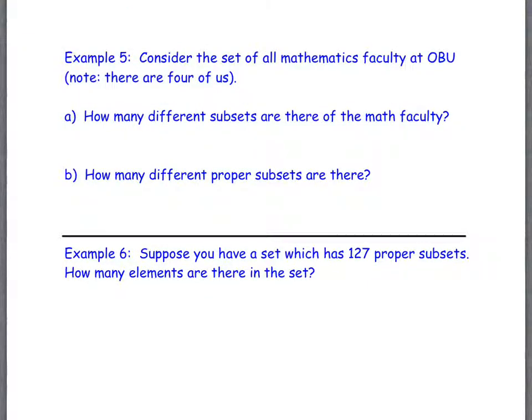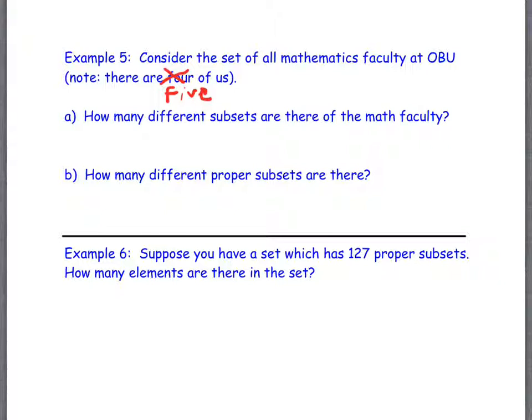All right, so we're going to consider the set of all math faculty at OBU. There are 4 of us, which is actually not true anymore. My goodness, that's what happens when you don't go back and proof your slides, because there are now 5 of us. Let's make it 5. There are 5 of us. We hired an additional faculty member last year. Did you know that? 5 math faculty. It's very exciting. I know you're not excited, but I was pretty excited about it.